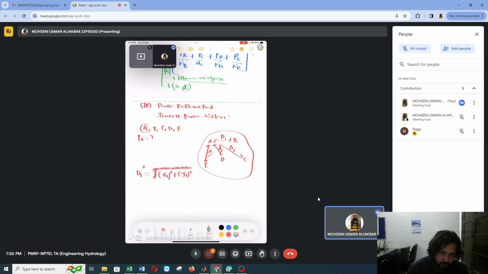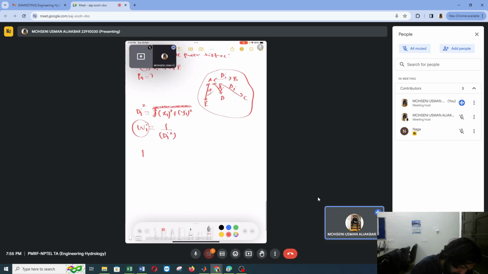Now what we are going to do is take the inverse of this distance square, and that would give us the weightage. So what we needed here is the weightage value: weightage of B with respect to A, weightage of C with respect to A, weightage of D with respect to A, and weightage of E with respect to A. And then we can calculate the PA value by using simply the summation of precipitation of individual gauge times Wi, divided by summation of Wi.